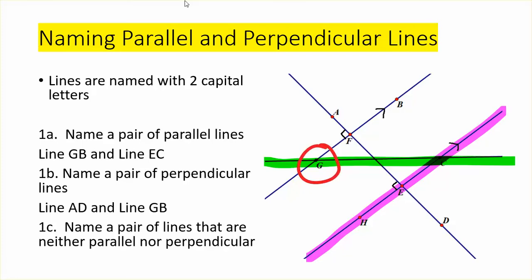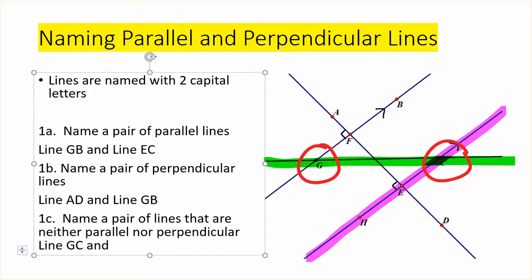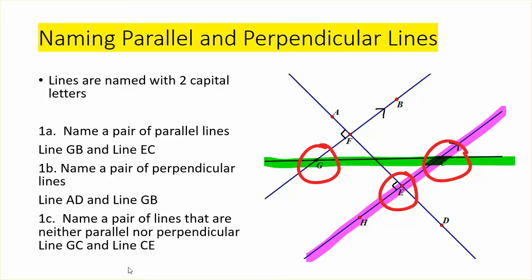So from the green line, I have G. And over there, underneath my highlighting, that's C. So the green line is line GC. Now we'll look at the pink line. Notice point C is also on that pink line, so I can use that. And I just need one other point. So I'm going to take E. And therefore, I'm going to call that pink line, line CE. So line GC and line CE intersect, but they're neither parallel nor perpendicular.